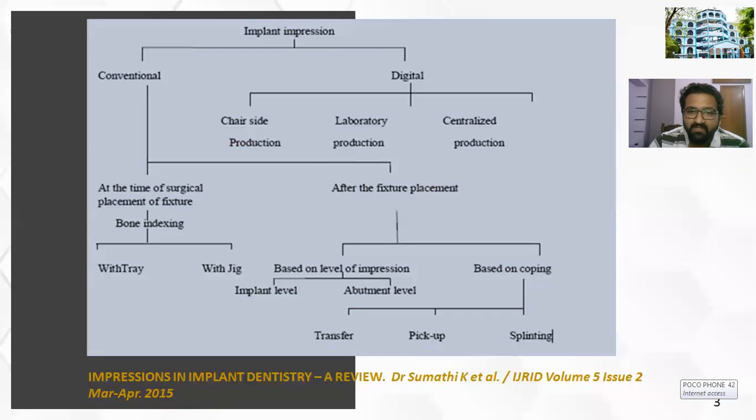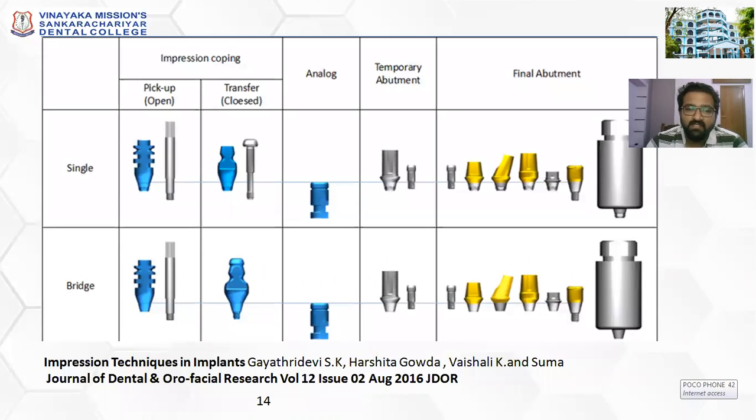We are going to focus on the impression after the fixture placement, that is after the implant placement. Okay, at the level of the impression, there are two levels. One is implant level and another one is abutment level. And then based on the coping, there is the transfer coping, which is open tray and closed tray, the pickup impression, which is also open tray and closed tray, and then the impression followed by splinting, the situation where your impression needs splinting. Understand? So these are the different components that are used for an impression.